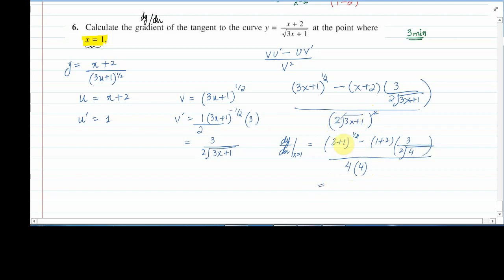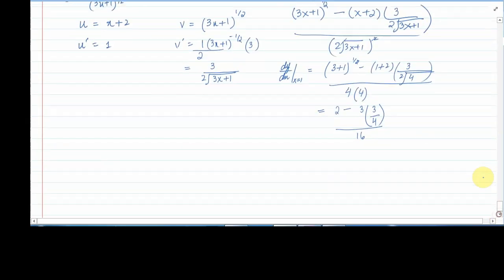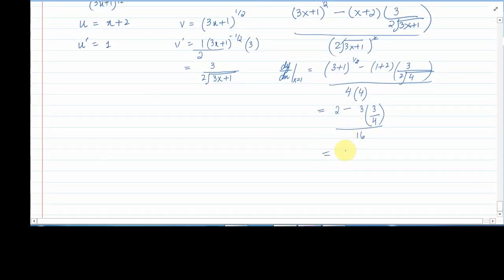In the numerator now you can solve 3 plus 1, 4, and under root of 4, that will be 2, minus 4. Root 4 is 2, 2 2s are 4, 1 plus 2 is 3, and 3 divided by 4 divided by 4 4s are 16, right? So now it's 2 minus 3 3s are 9 divided by 4 divided by 16.